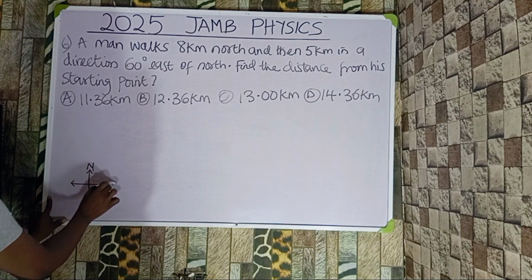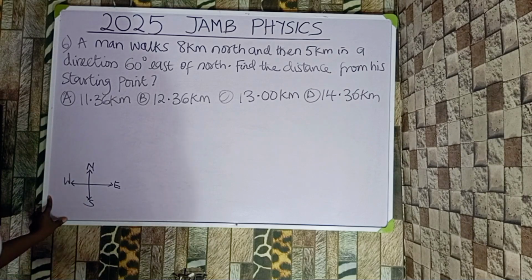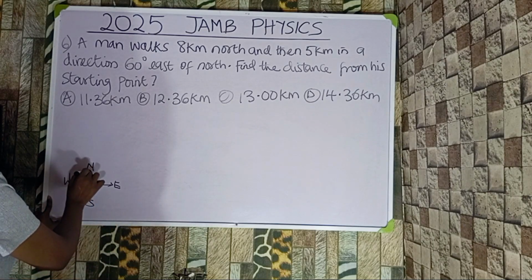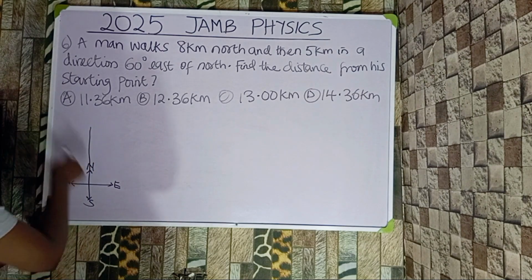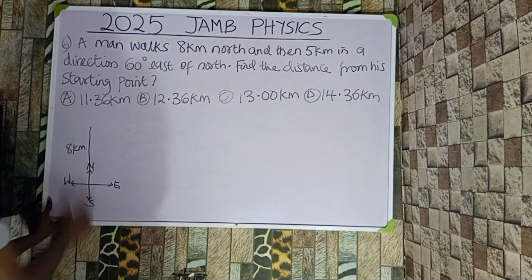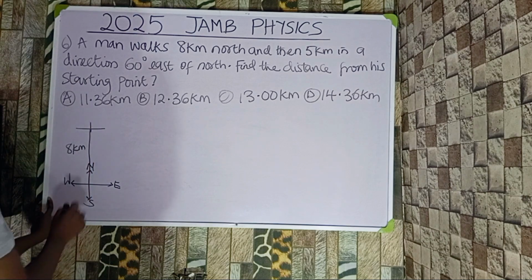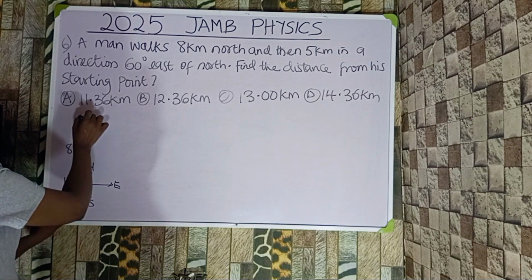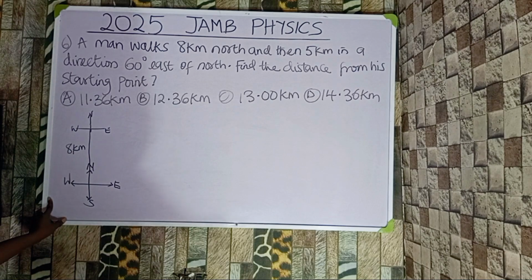This is north, east, south, and west, right? So the man walks 8 kilometers due north. Due north is on the north straight. That is going straight on the north, and the distance is 8 kilometers. Okay, and then we have 5 kilometers in a direction 60 degrees east of north.